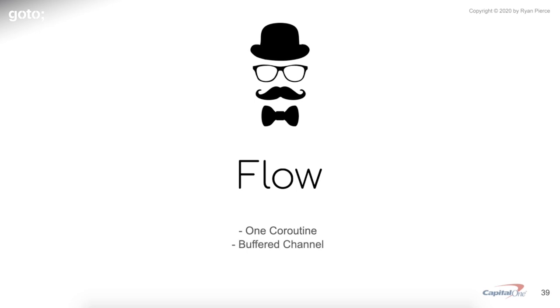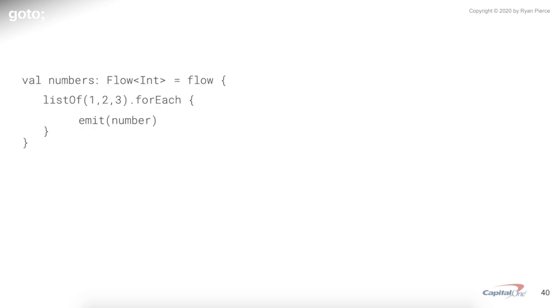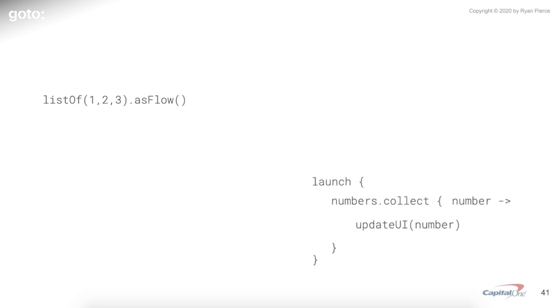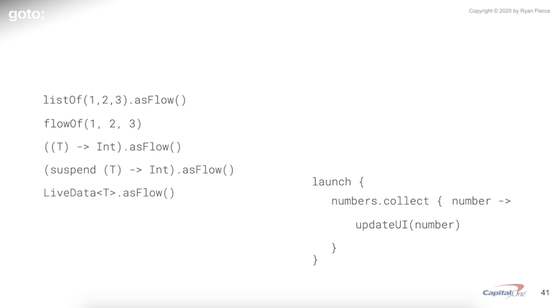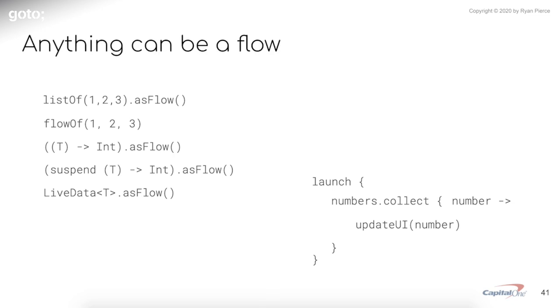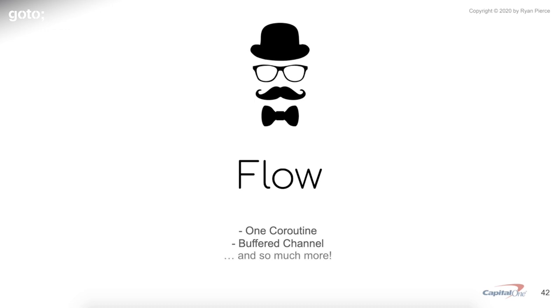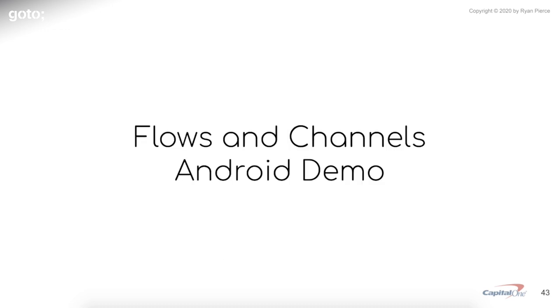So we've seen now flows as a buffer channel. But let's look at that list again. We could actually write this more simply as list of 1, 2, 3 as flow. We could call it the same way that we did before with numbers.collect, and it operates the exact same way. We can go even simpler and say flow of 1, 2, 3. We could even make something like a functional type a flow. We can make a suspending functional type a flow. We can even make a live data object a flow. Anything can be flow. So let's put this all together with an Android app demonstration.